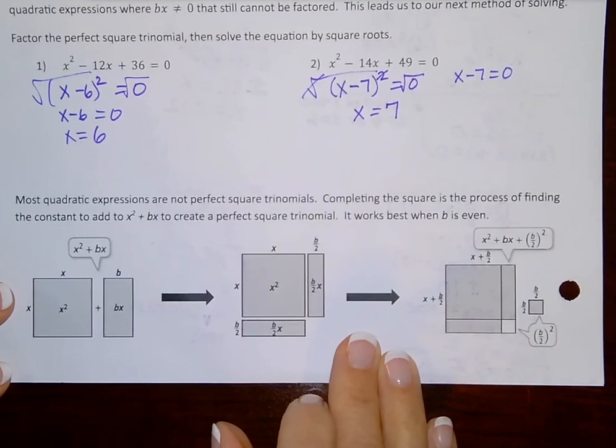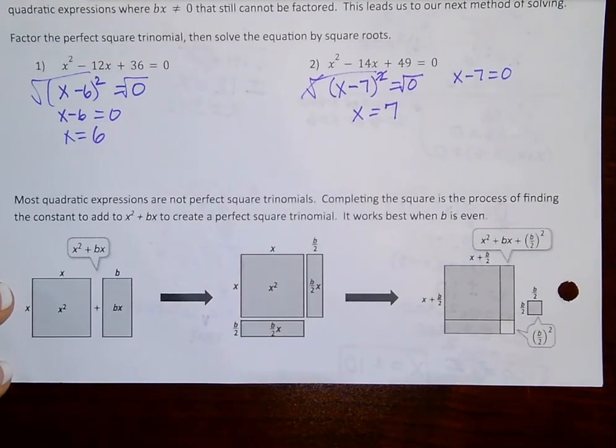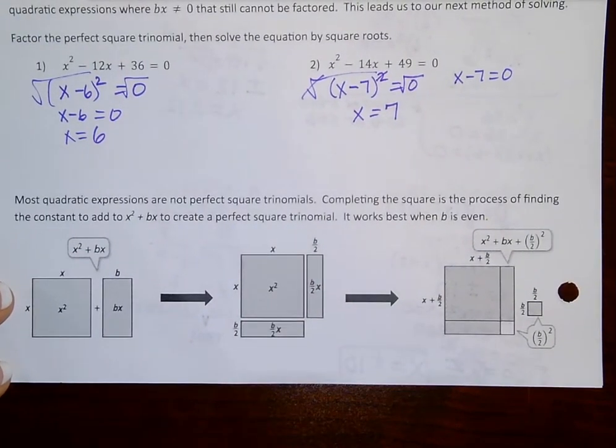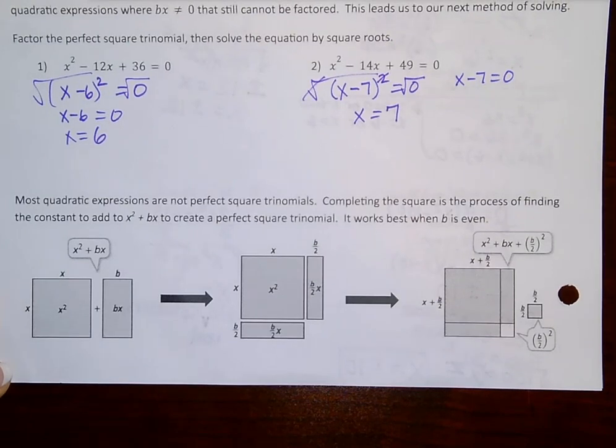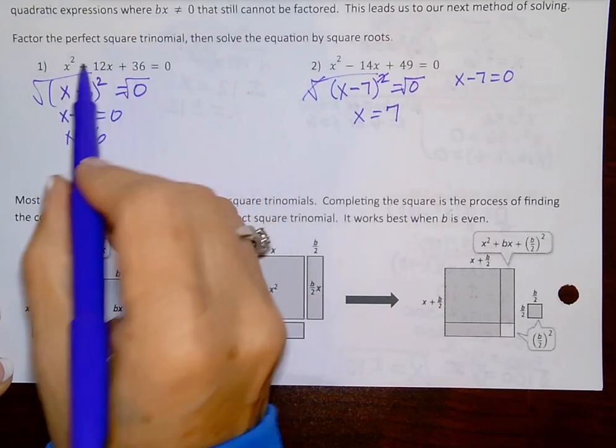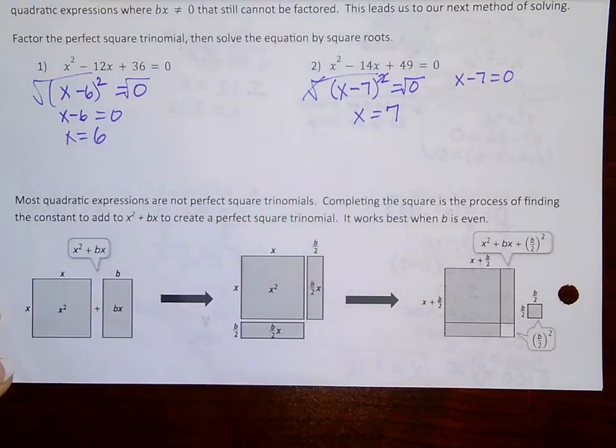Most quadratic expressions are not going to be perfect square trinomials. Completing the square is the process of finding some constant that we can add to x squared plus bx to make it look like a perfect square trinomial. So we are going to artificially give ourselves this perfect square trinomial, right?